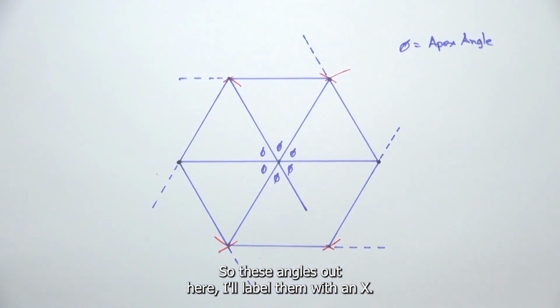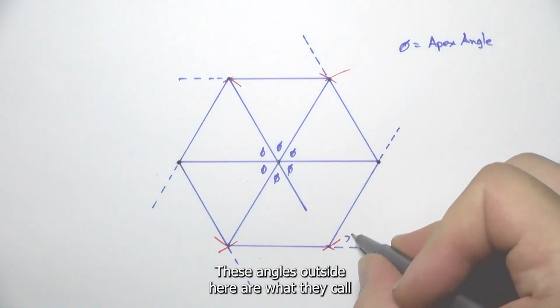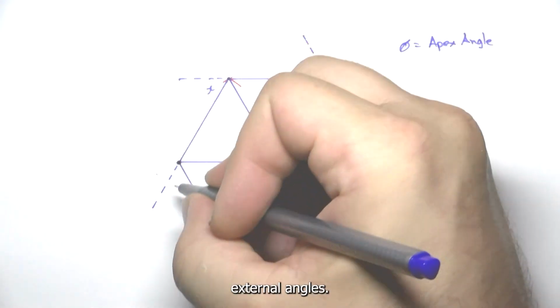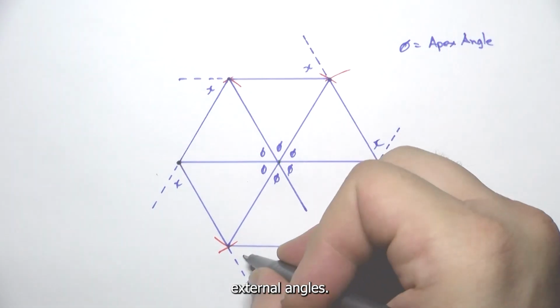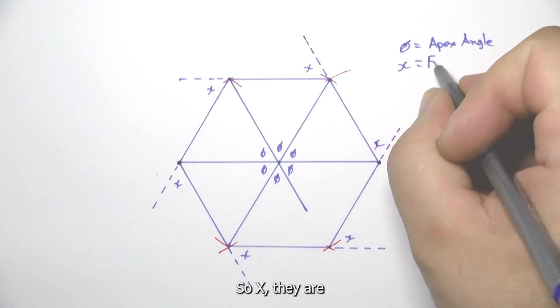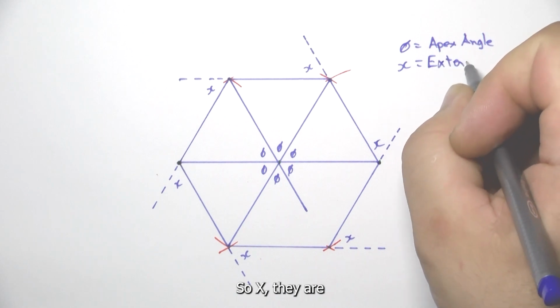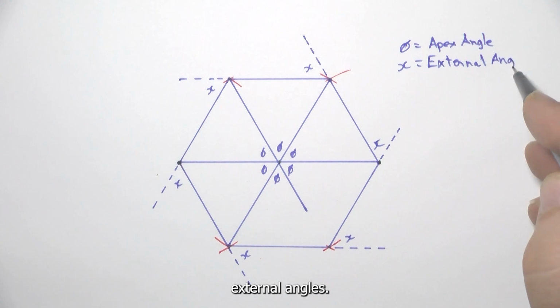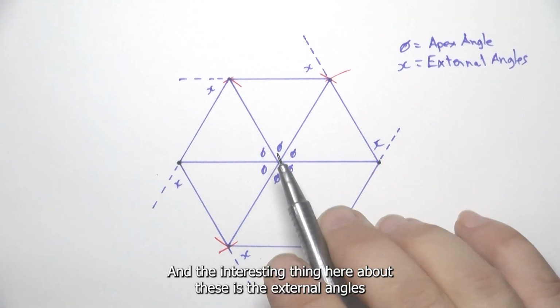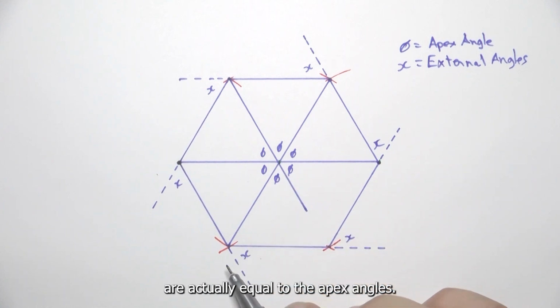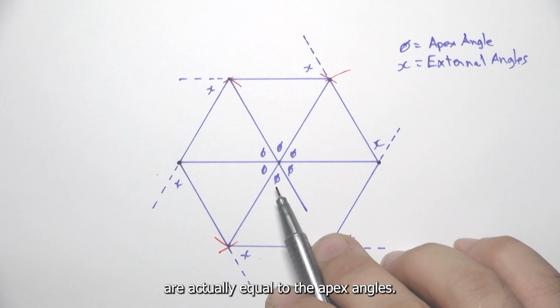So these angles out here, I'll label them with an X. These angles outside here are what they call external angles. Okay, so X, they are external angles. And the interesting thing about these is the external angles are actually equal to the apex angles.